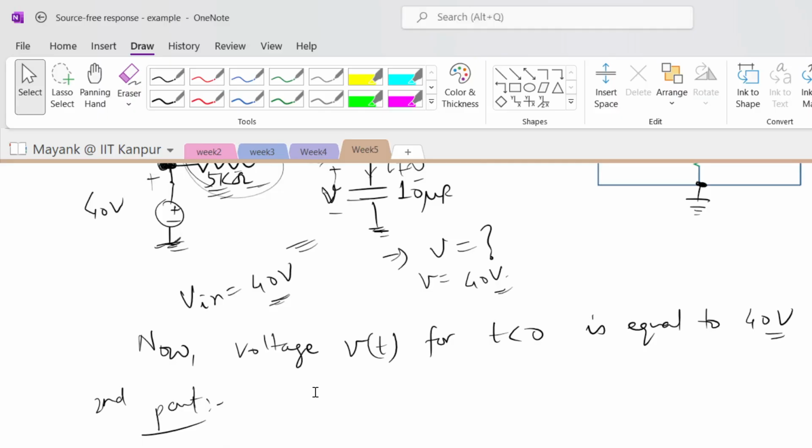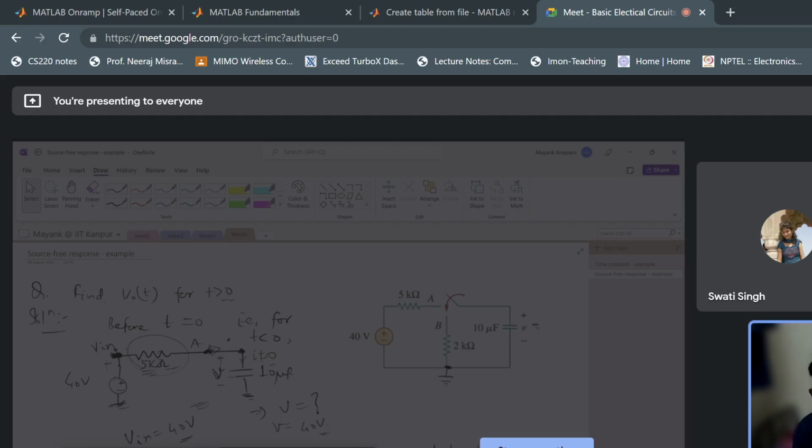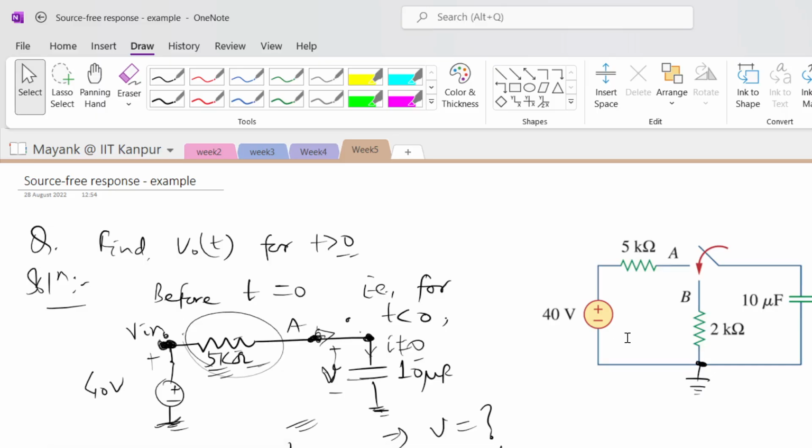Okay, so people who have joined just now, I am discussing this particular question. Let me explain the question here. Do you have any doubt? Okay, fine. So let me explain the question first. The question is that in this particular case there is a voltage source. You can see this network, right? There is a switch right here.